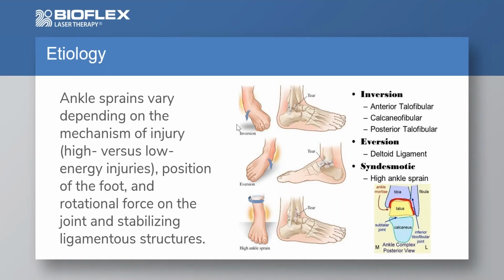So ankle sprains vary depending on the mechanism of injury, whether it's a high energy situation like a fall from a height or what have you, or low energy. The position of the foot obviously plays a critical role as to what structures might be injured, and if there are any rotational forces as well. So these all play a role as to what structures possibly might be affected when a person has an ankle sprain.